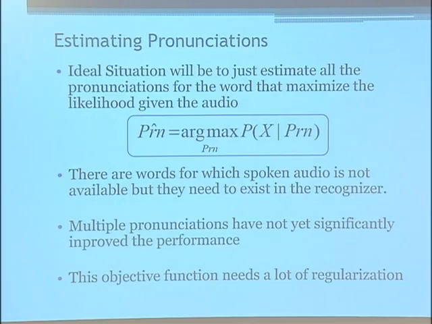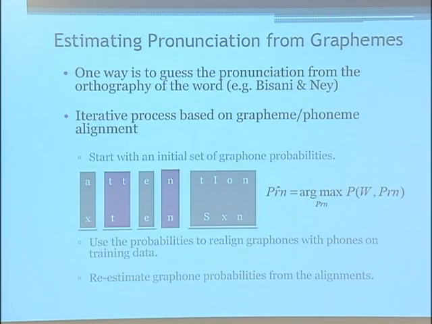And an obvious implication of this kind of objective function is that every time I see a new occurrence of a particular word, I could potentially choose a different pronunciation for that. But typically, multiple pronunciations have not helped in improving the performance of the system. So this objective function needs a lot of regularization. And we were searching for a good way of doing that.